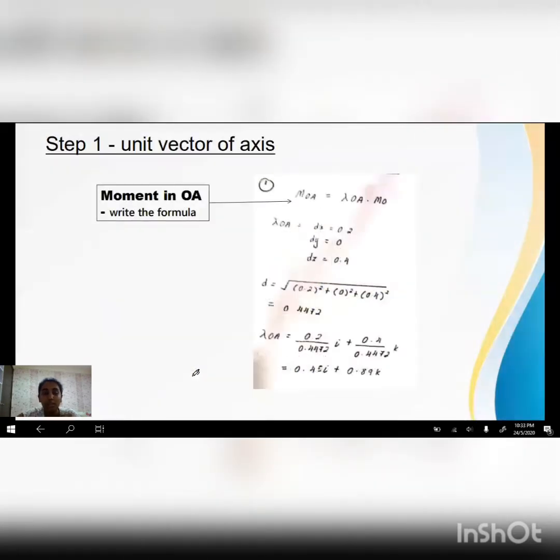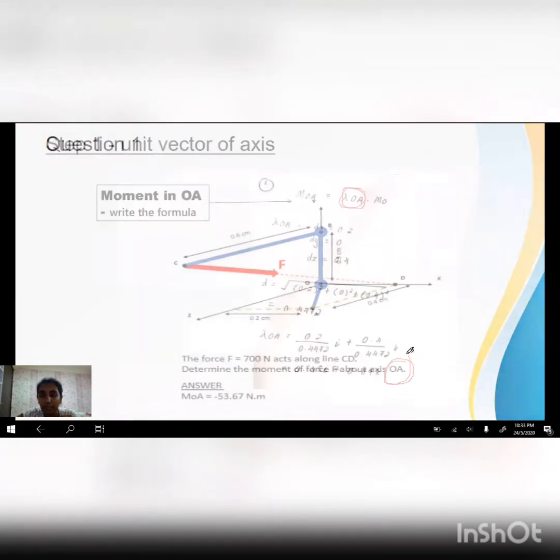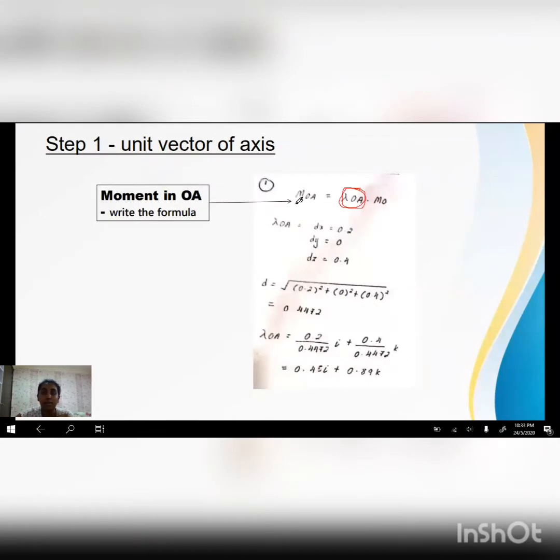The very first step you need to know to answer this question is the unit vector of the axis. Lambda OA is the unit vector of the axis. First of all, you need to write the equation. We need to find the moment of force about axis OA. So moment OA is equal to lambda OA dot product MO. We're going to solve lambda OA first.